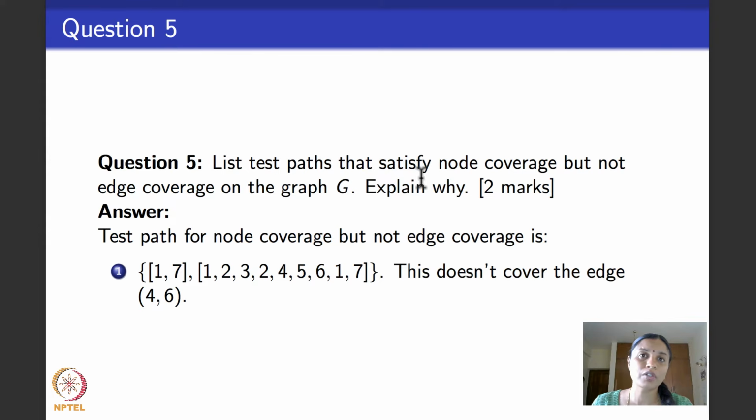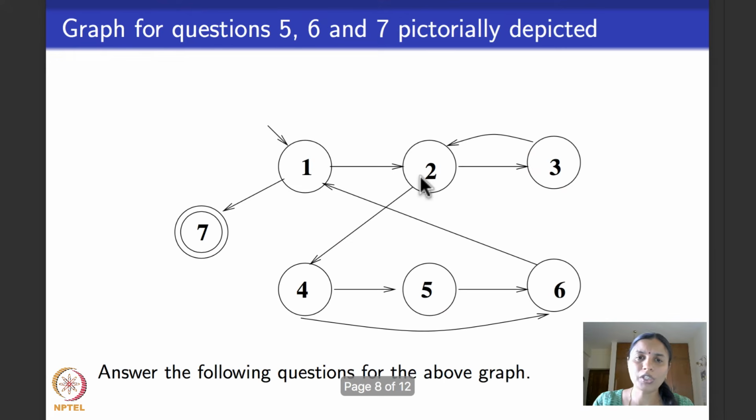If you remember, node coverage does not subsume edge coverage in all cases. So in this particular graph, node coverage need not subsume edge coverage. So it might be possible to come up with a set of test paths that satisfy node coverage but not edge coverage. So what is the node coverage test requirement for this graph? It is basically the set consisting of all the 7 vertices. What are the test paths for node coverage?